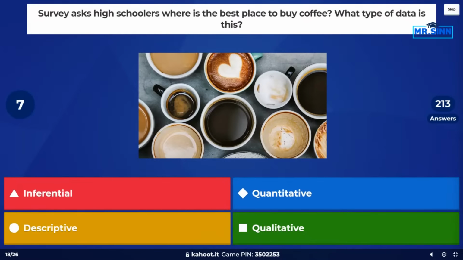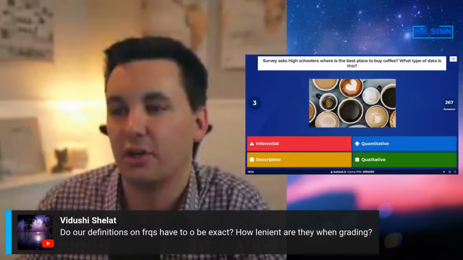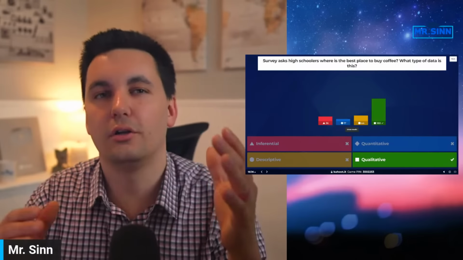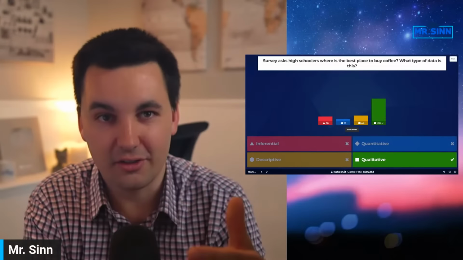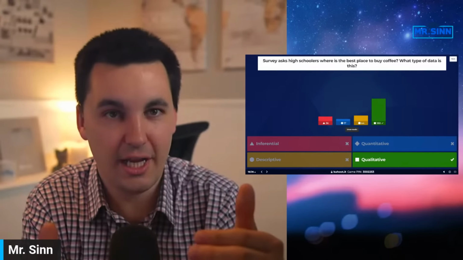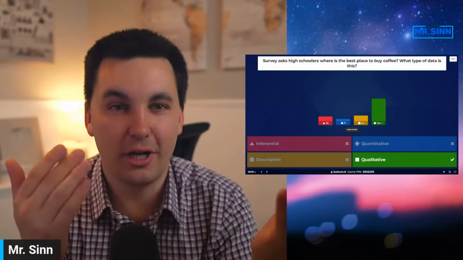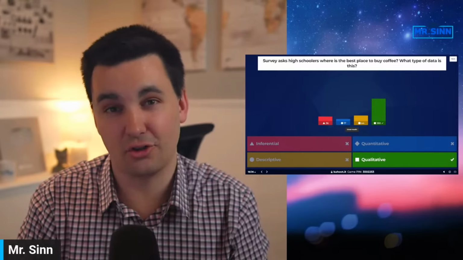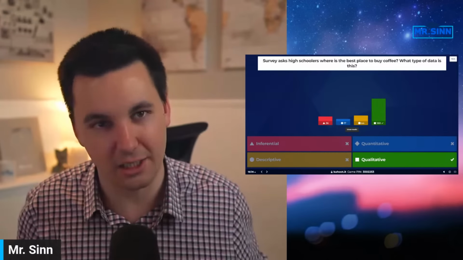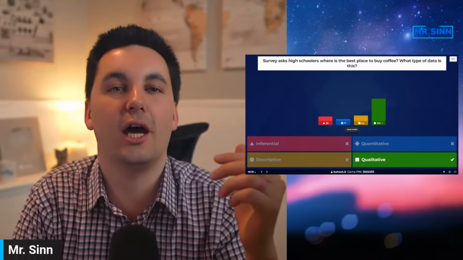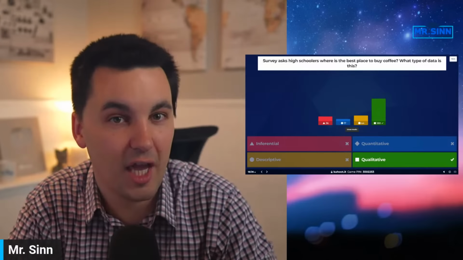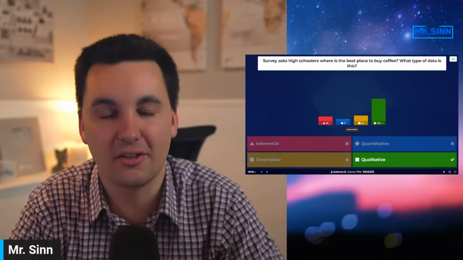I have a question about, do our definitions on FRQs have to be exact? How lenient are they when grading? Great question. There's always multiple ways to word things. Now, when it's a define, if you're putting a definition down, obviously it has to accurately define the term. So if you're explaining an independent variable, but you're actually explaining it as a dependent variable, you're not going to get the points. But if in the rubric for the grader they don't have it word for word the same, if you essentially are saying the exact same thing, you're fine.